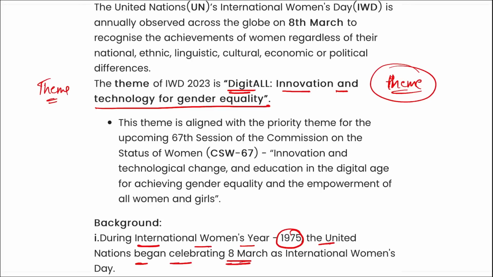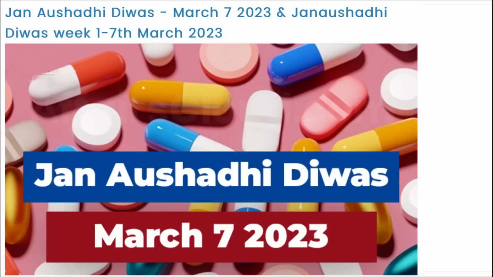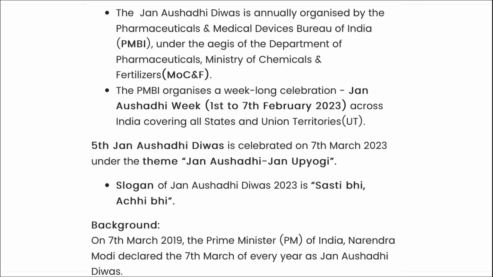Alright, next is Jan Aushadhi Divas. On 7th of March, we observe Jan Aushadhi Divas. And if we are talking about Jan Aushadhi Week, then it will be from 1st to 7th of March. This Jan Aushadhi Divas is also known as Generic Medicine Day. Here you can see it is also known as Generic Medicine Day.